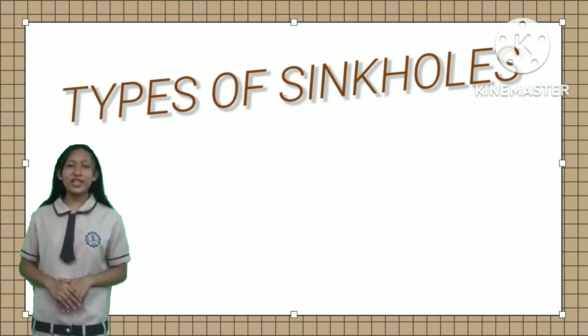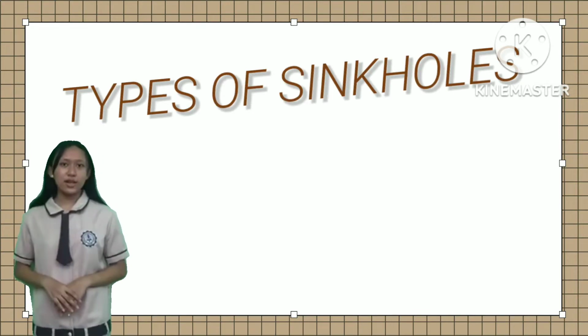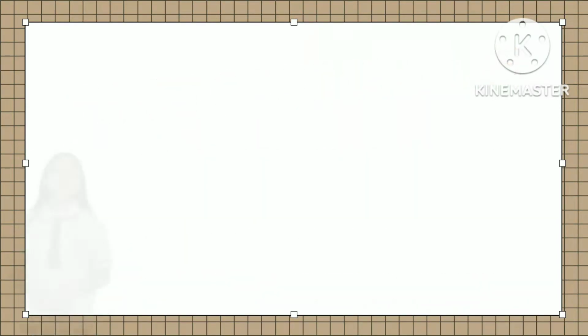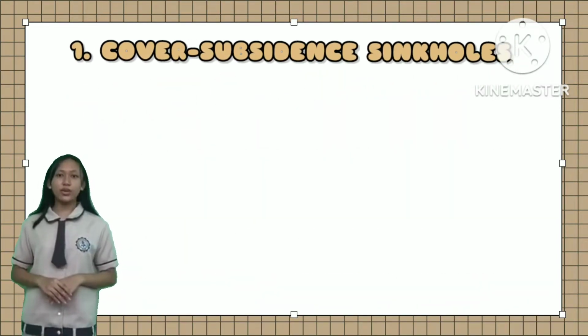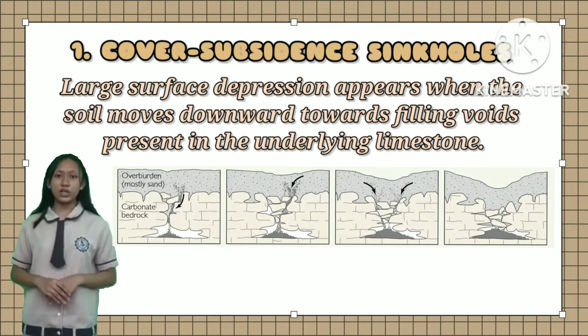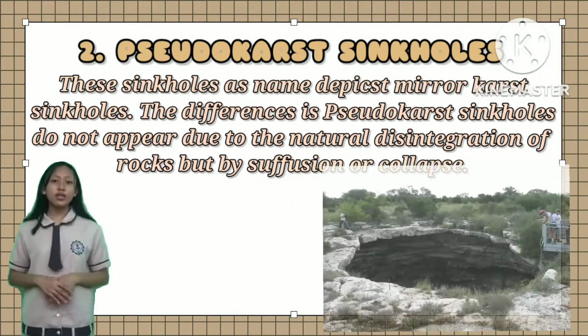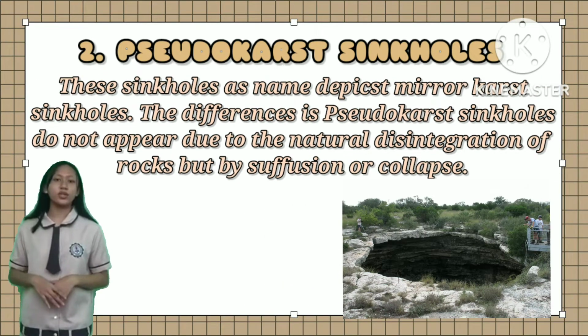These ground depressions are classified into 4 categories: the cover subsidence sinkholes, pseudokarst sinkholes, solution sinkholes, and cover collapse sinkholes. Number 1. Cover subsidence sinkholes. A large surface depression appears when the soil moves downward towards filling voids present in the underlying limestone. Number 2. Pseudokarst sinkholes. These sinkholes, as the name depicts, mirror karst sinkholes. The difference is pseudokarst sinkholes do not appear due to natural disintegration of rocks, but by suffusion or collapse.